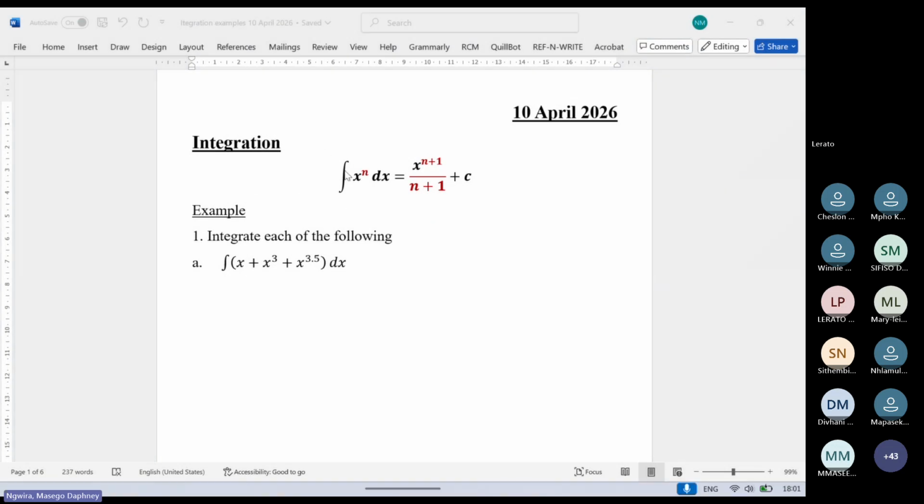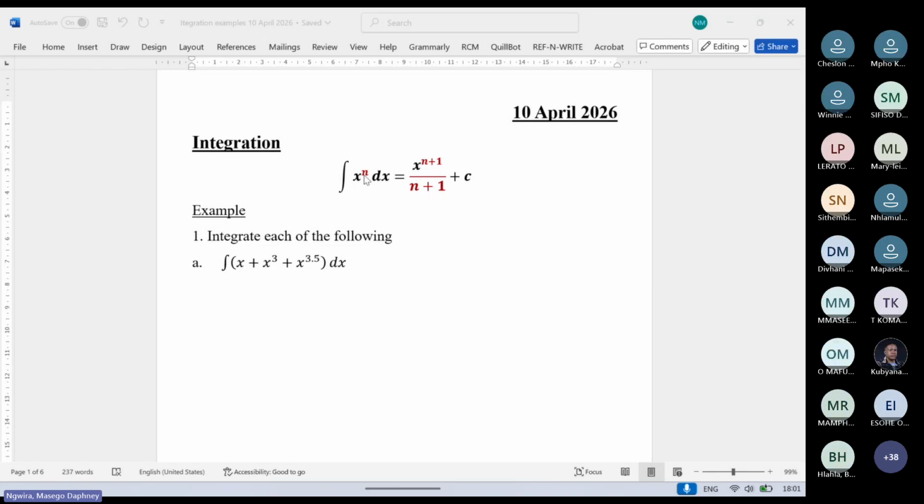As we all know, integration only works when you have a base and an exponent, the same way as your derivative. So integration is the reverse of a derivative. When we integrate a function x to the power of n with respect to x, it is equal to x to the power of n plus 1 over n plus 1, then we say plus c. So we have an example here. It says integrate each of the following.